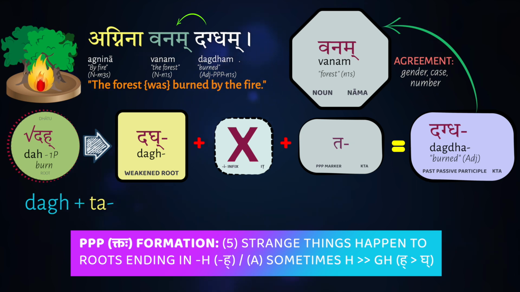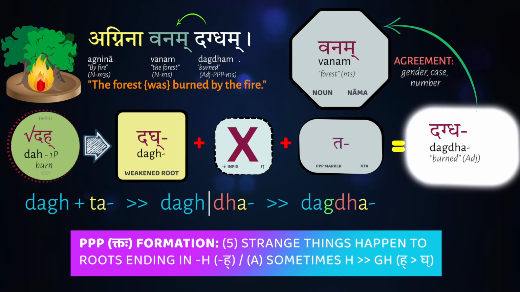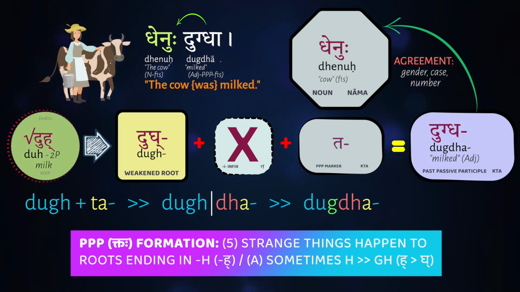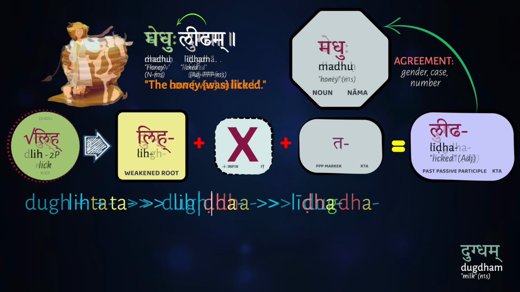The sandhi here is that the root first becomes dug, then this forces the ta to become da, the voiced aspirate version, to match the voiced aspirate ga, but the ga now loses its aspiration and we end up with dug da. The same thing's going to happen with the root duh, to milk. This becomes dug da, milked. Incidentally, dugdam just means milk, the noun.